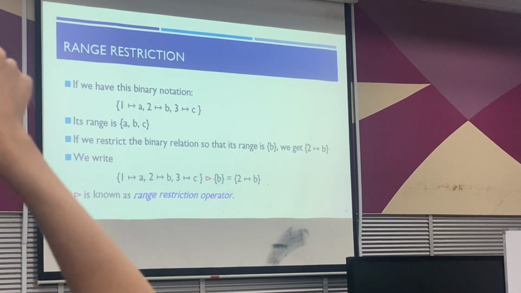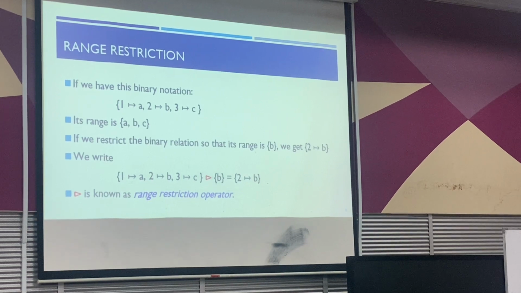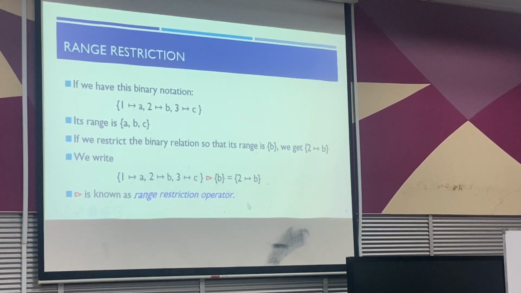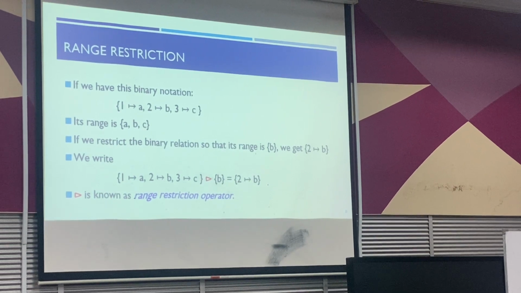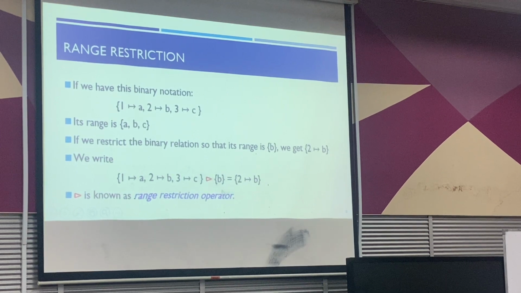Another one is range restriction. Just now you searched the domain; now you search through the range. Let's say I have ID, name. I search through name, rather than ID. So same way, but just now the arrow pointed to the left, and for range it points to the right. Don't get confused, it is a different way of writing. So you point to the right like this.